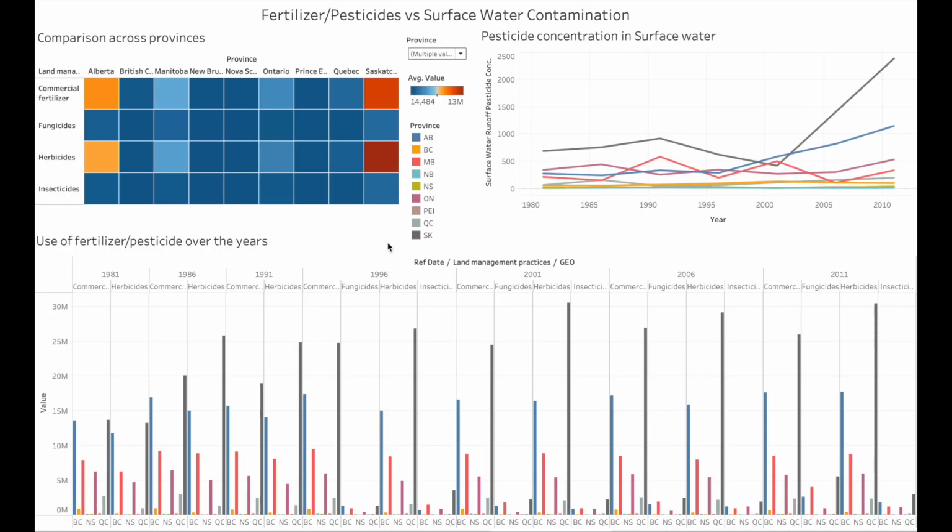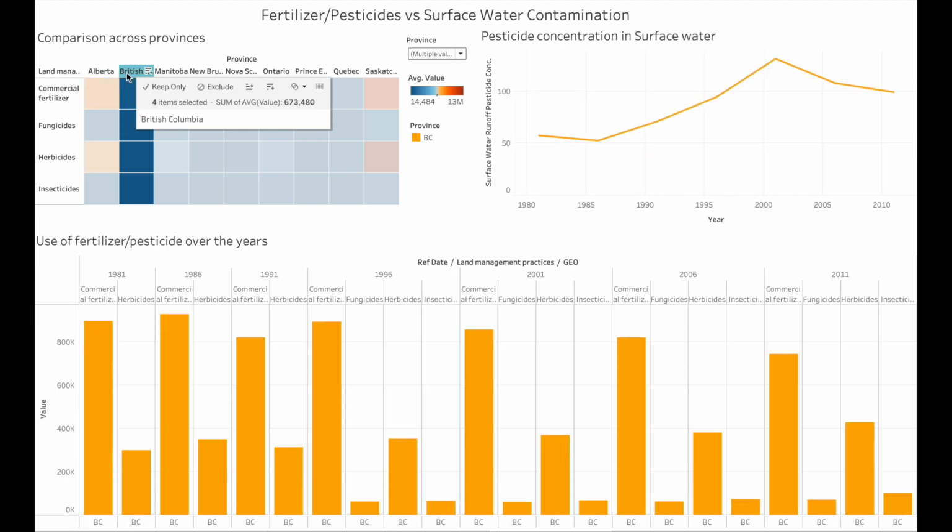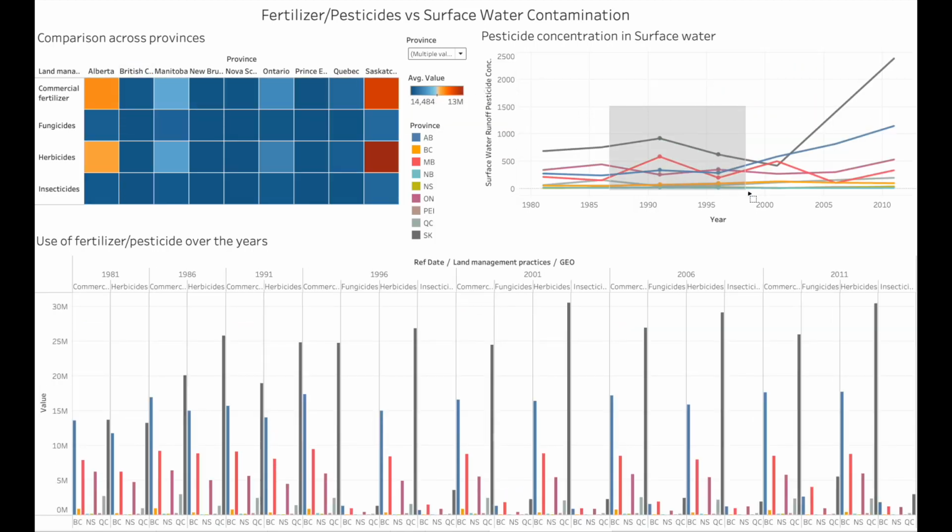In this dashboard, we can see the usage of fertilizers and various pesticides. In the first graph, we can see a heat map of the usage of various fertilizers and pesticides across the provinces in Canada. Using a line graph, we can see the trends of pesticide concentration in water. To compare the use of fertilizers and pesticides across provinces, we can use the side-by-side bar graph. We can now use the brushing and linking techniques to select specific provinces and compare across their values. Brush and select specific years from the line graph.